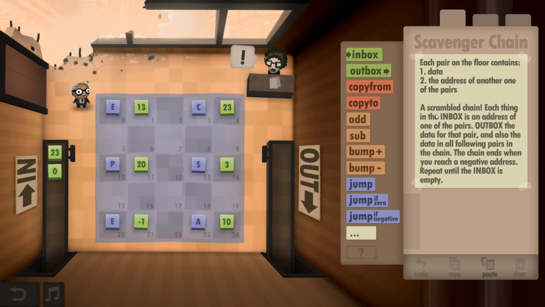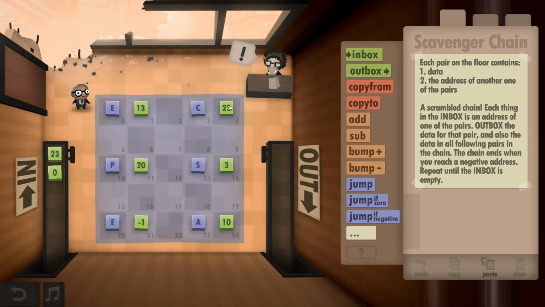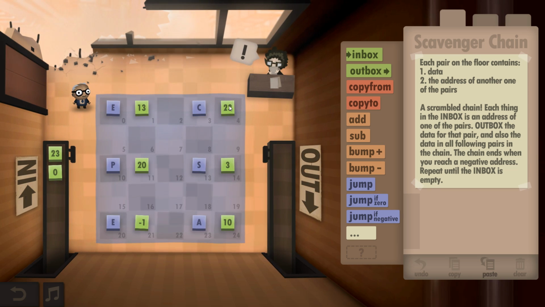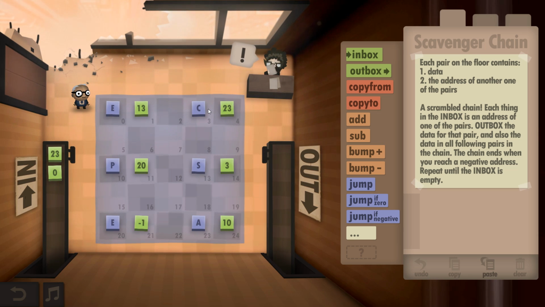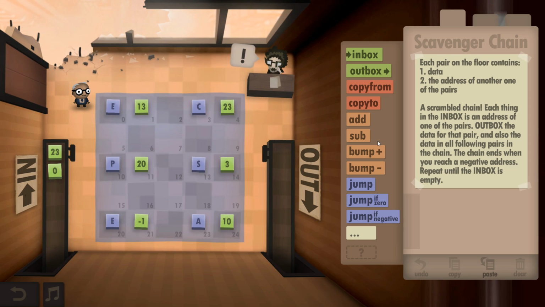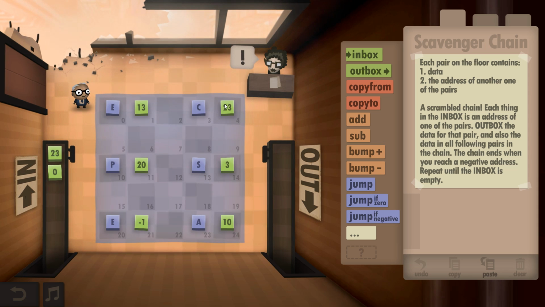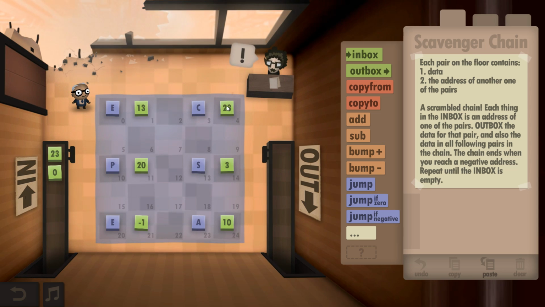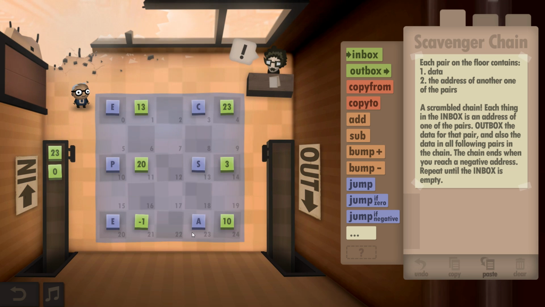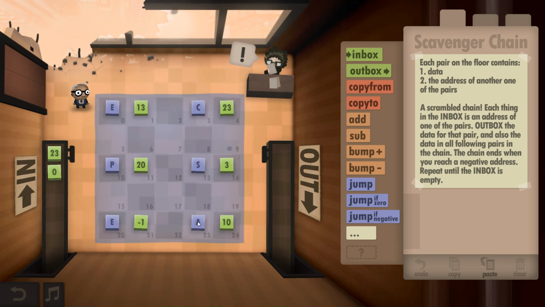I don't understand. Each pair on the floor contains data? The address of another one of the pairs. What's the address of another one of the pairs? If that's the address, each thing in the inbox is an address. 23 is the address. Then that pair doesn't contain the address of another one of the pairs. Oh, no, okay. Oh, I get it now. 23. 23 is this. Ah, I'm stupid. It's not a value, of course. It's the tile number. Okay. So 23. The data for this is A, and the address is 10, and 10 is right here.